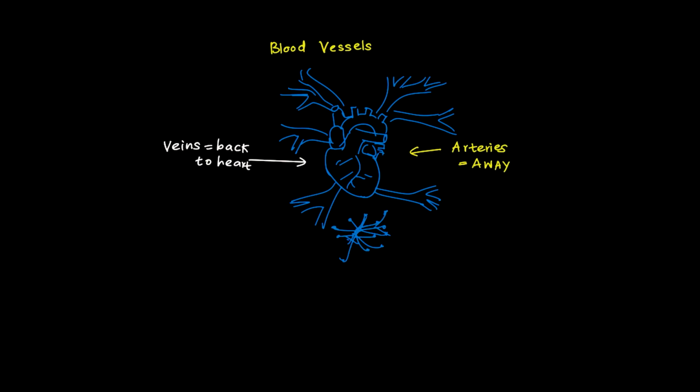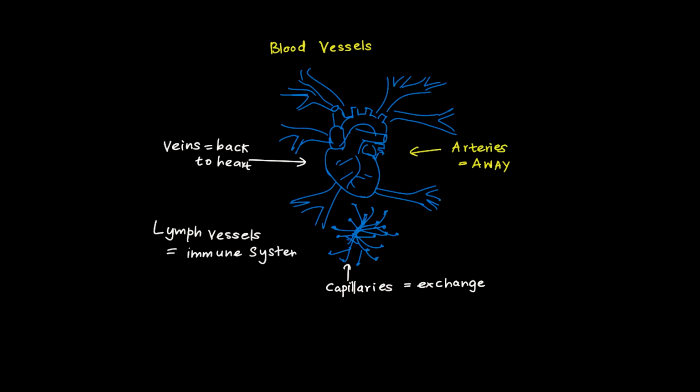Veins do the opposite. They return blood back to the heart. Think V for return voyage. Capillaries are the tiny vessels where exchange actually happens between blood and cells. Lymph vessels carry lymph fluid as part of the immune system, not blood.